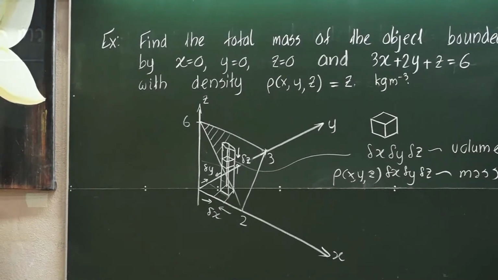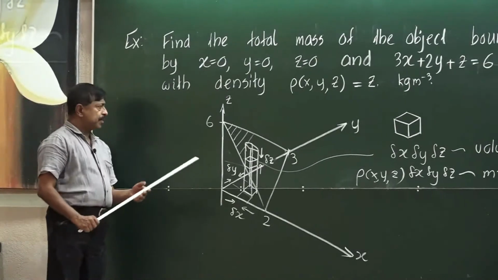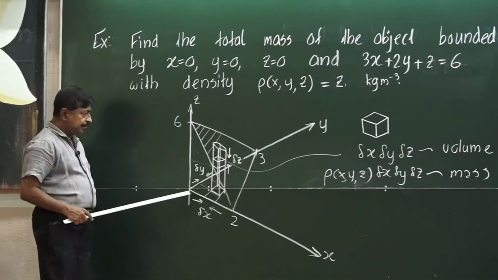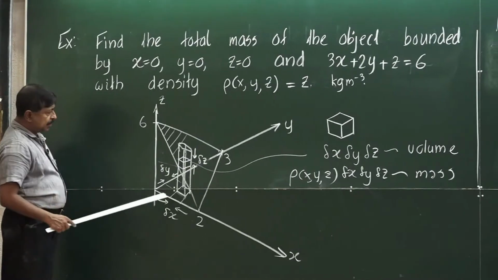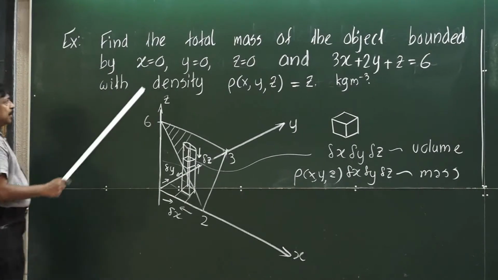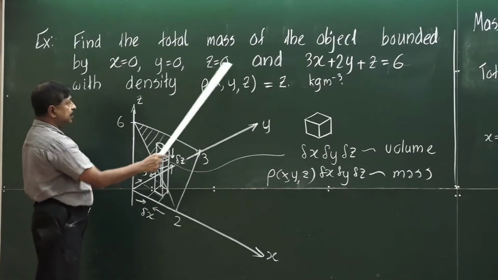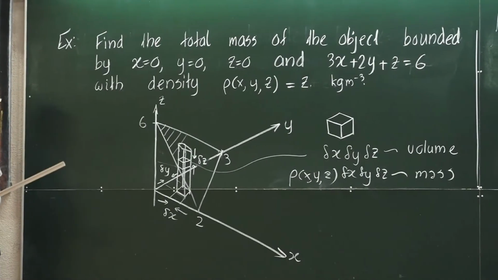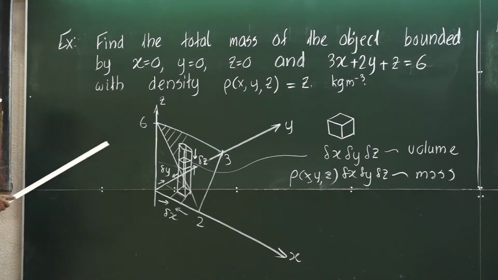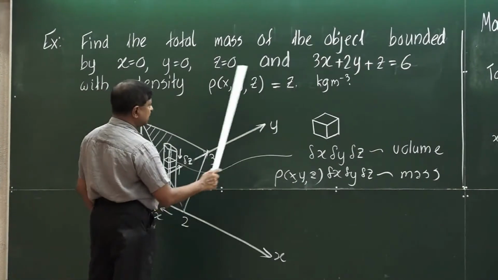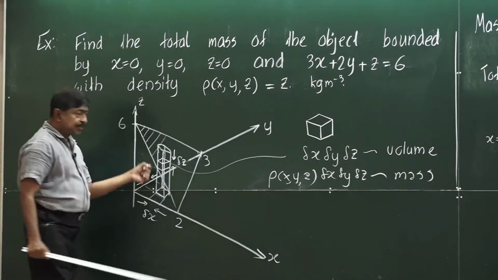As mentioned earlier, we will consider some problems with variable density. We try to find the total mass of this object bounded by these 4 planes. The planes are the same. Here the density is a variable. It depends on the coordinate Z.